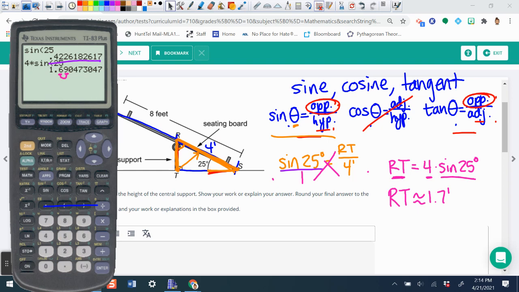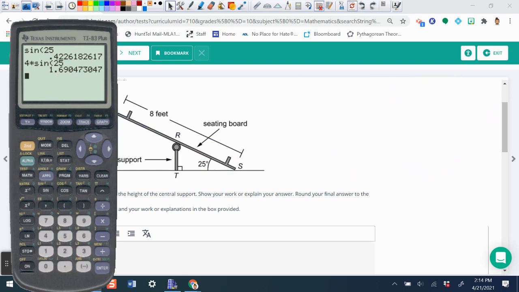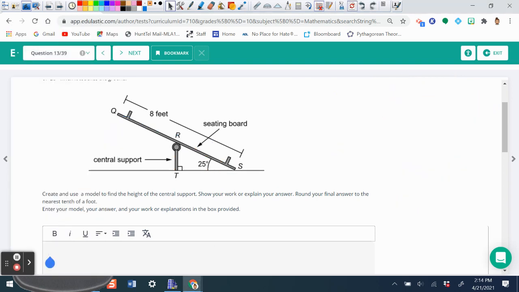So just for the sake of this problem, again, you should be explaining all this and typing this in. Just so it doesn't ask me to skip, I'm just going to type in 1.7 feet. Please know that that is not enough on these constructive response questions.